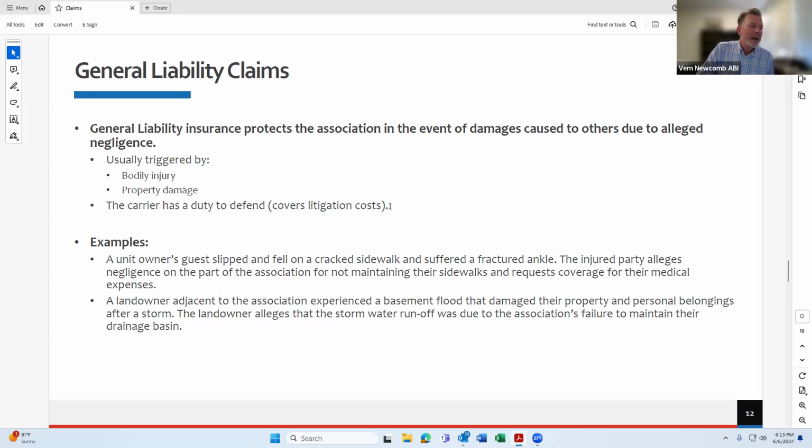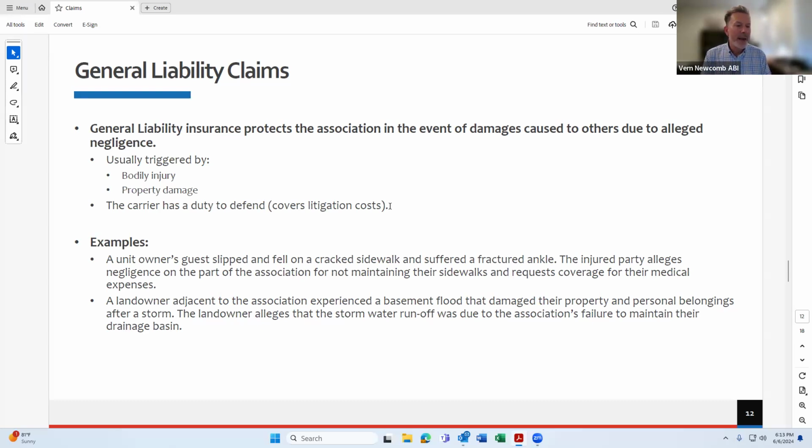And I'll say, yes, the carrier does have a duty to defend. So when a lawsuit comes, the carrier has to defend the association. However, whether they are going to pay out on anything really depends on the information, whether they're negligent or not. Oftentimes someone will slip, trip, and fall, and then sue the association for $500,000 when they just skinned their elbow. Well, the carrier's clearly not going to pay out on that.